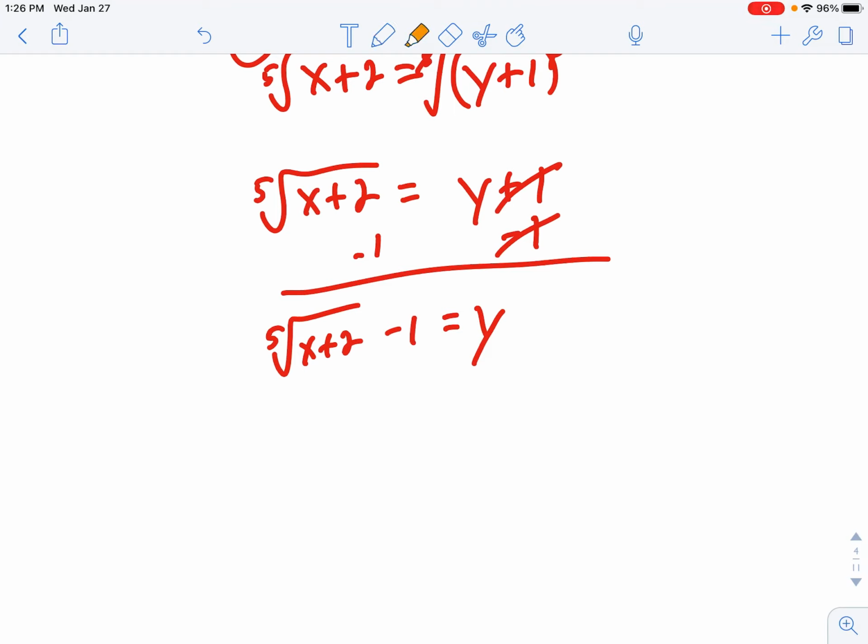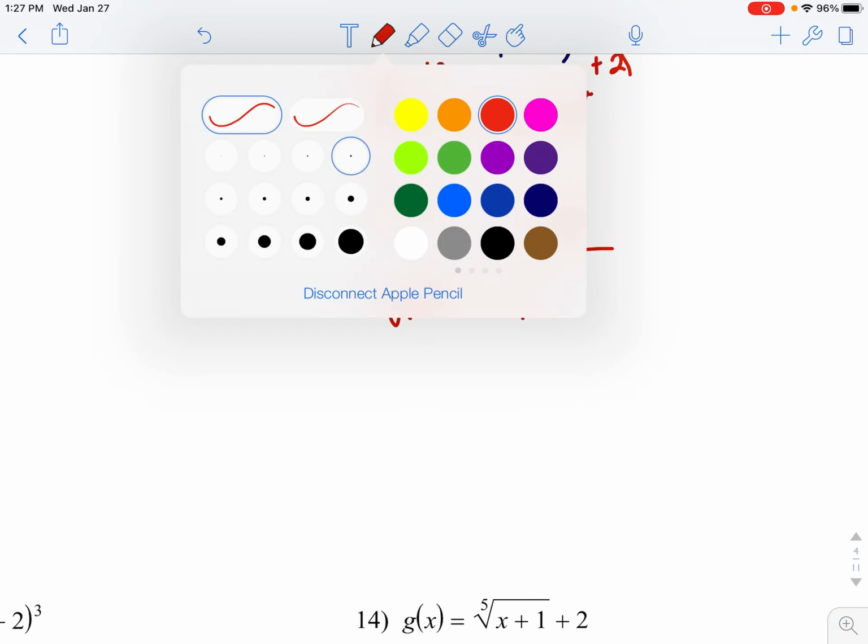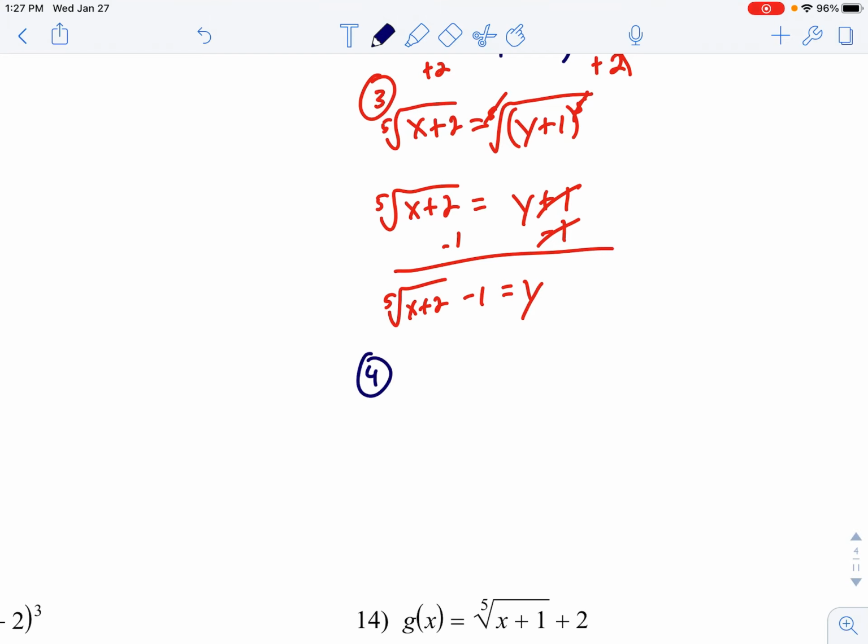Notice I did not combine the plus 2 and the minus 1. These are kept separate because the 2 is under a radical bar and the 1 is not under a radical bar. So you treat them almost as though they're unlike terms, and you just keep them separate. So now the y is isolated. I do step 4. So I'm just going to write my answer. F inverse of x equals, and then I basically copy that down. The 5th root of x plus 2 minus 1.